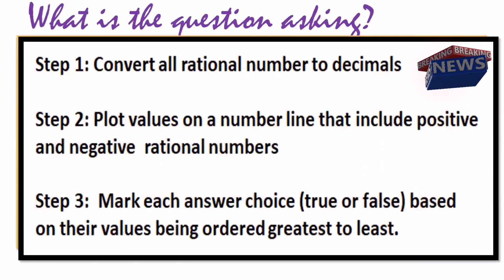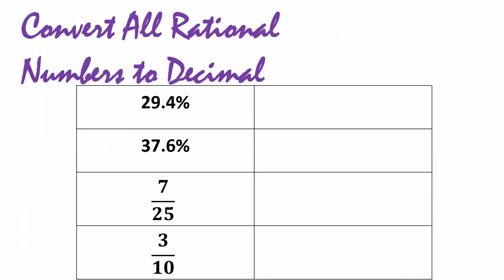Now, the way that we do that is, step 1, we'll convert all rational numbers to decimals. Step 2, we will plot values on a number line that includes positive and negative rational numbers. Step 3, mark each answer choice true or false based on the values being ordered greatest to least. Let's start with step 1. Convert all rational numbers to decimals.